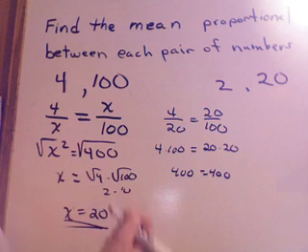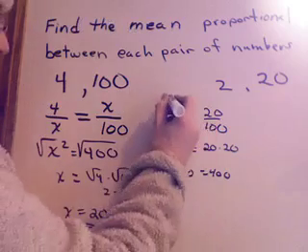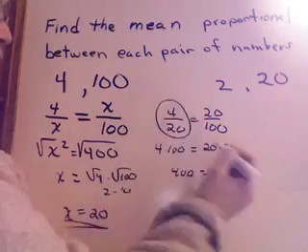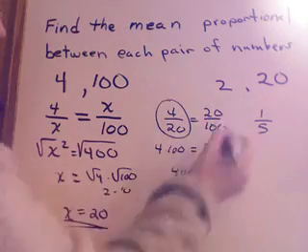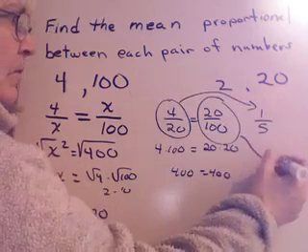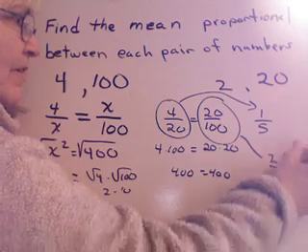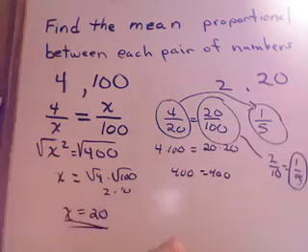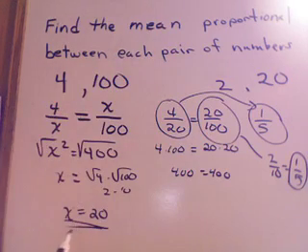I like to check a second way. Not the way I solved it, but another way by reducing. Can I reduce this fraction? 1 over 5. Can I reduce this fraction? 2 over 10. Hey, 1 over 5. They reduce to the same number. If they reduce to the same number, you found the correct mean proportional between the pair of numbers.